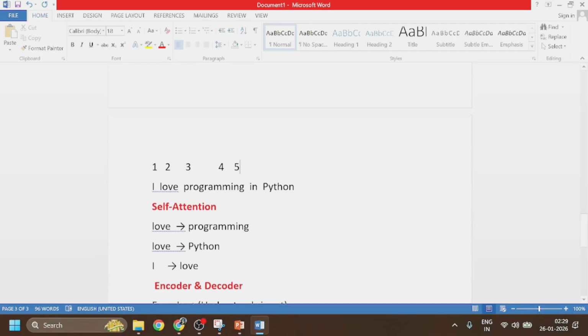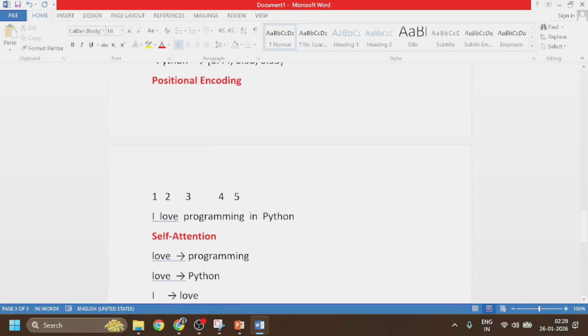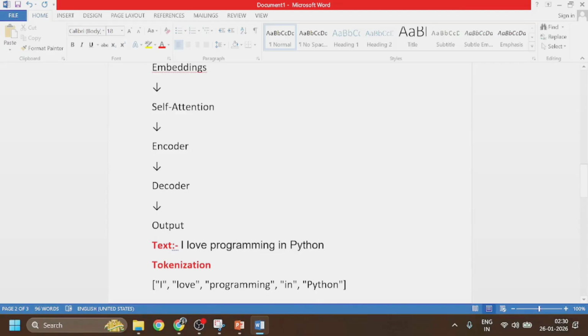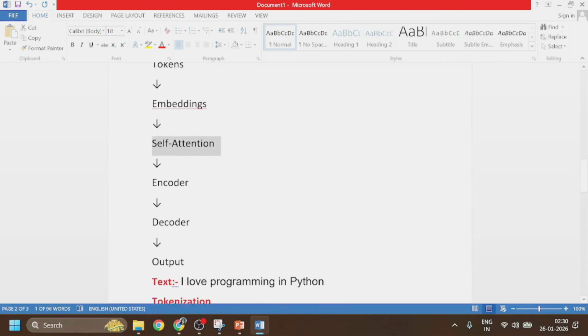So here positional encoding means we give a position to each word: "I" is at position 1, "love" at position 2, and "programming", what is the position of programming? 3. The position of "in" is 4, and the position of "Python" is 5. The transformer reads all the words at the same time, so it understands the word order. Positional encoding means the transformer understands the order of the words. After positional encoding we move to self attention.